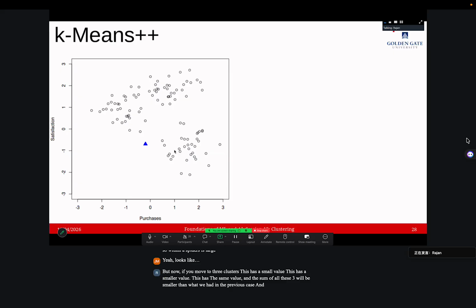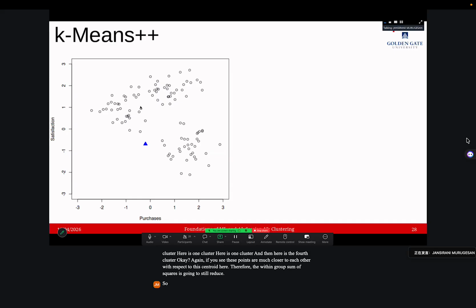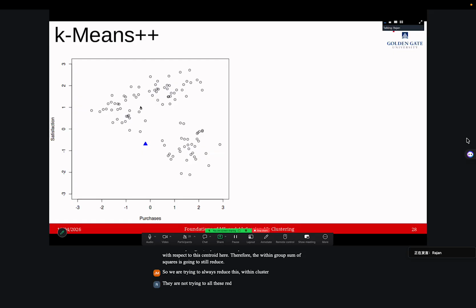And if you go to four clusters, I do not know where the fourth cluster might come. Okay, here is one cluster, here is one cluster, here is one cluster, and then here is the fourth cluster. Again, if you see, these points are much closer to each other with respect to this centroid here. Therefore, the within group sum of squares is going to still reduce. It is going to always reduce. I understood that. If you apply this algorithm, thank you, sir.